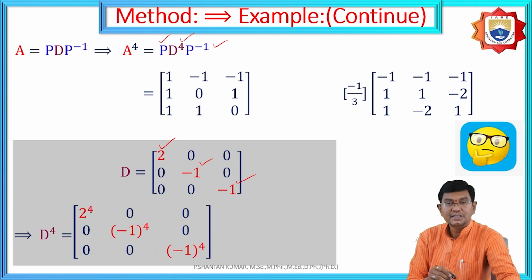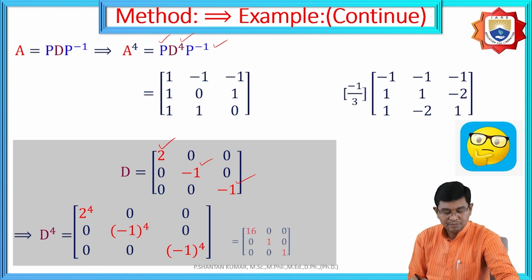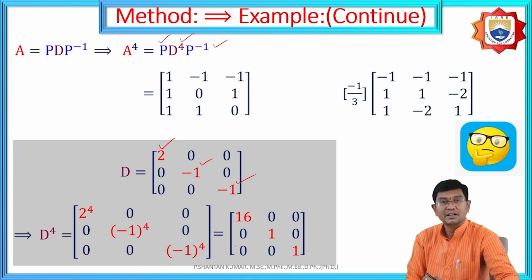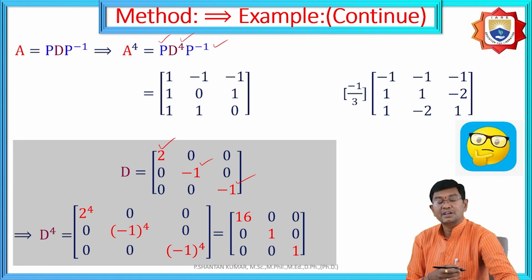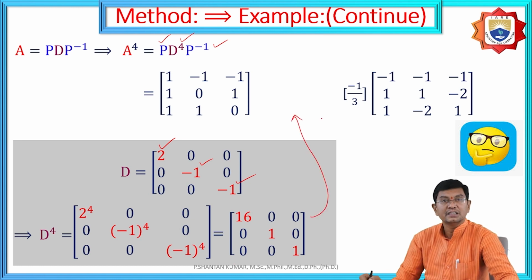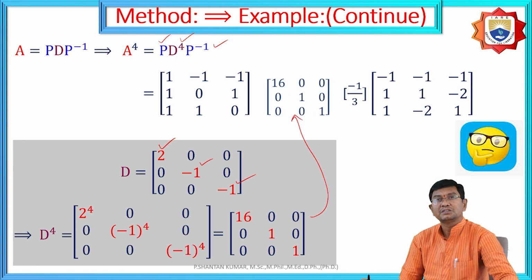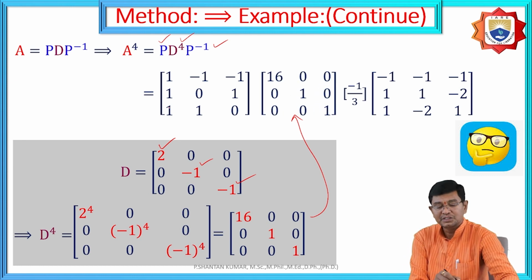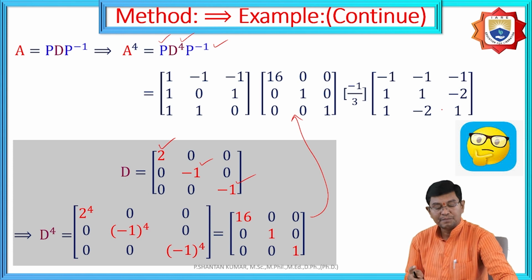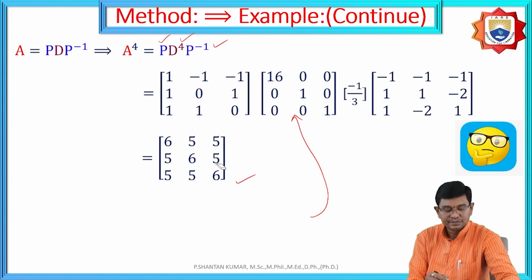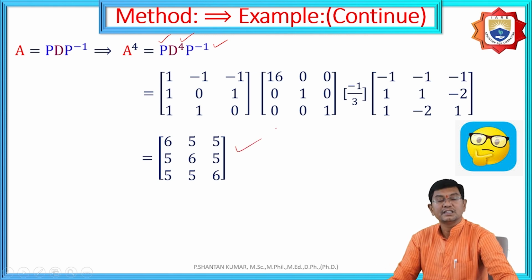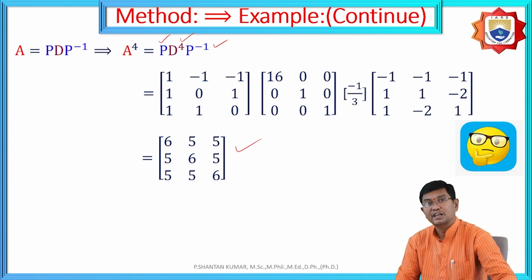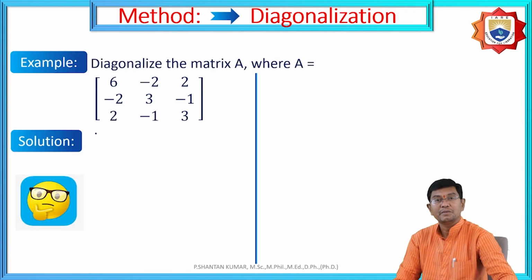Here 2 power 4 is 16, and -1 power 4 is 1, since 4 is an even number, and the same for the other one. This matrix can be replaced in D power 4. Again, by taking the product of these three, we obtain the matrices. After the total simplification, A power 4 is the matrix 6 5 5, 5 6 5, 5 5 6.